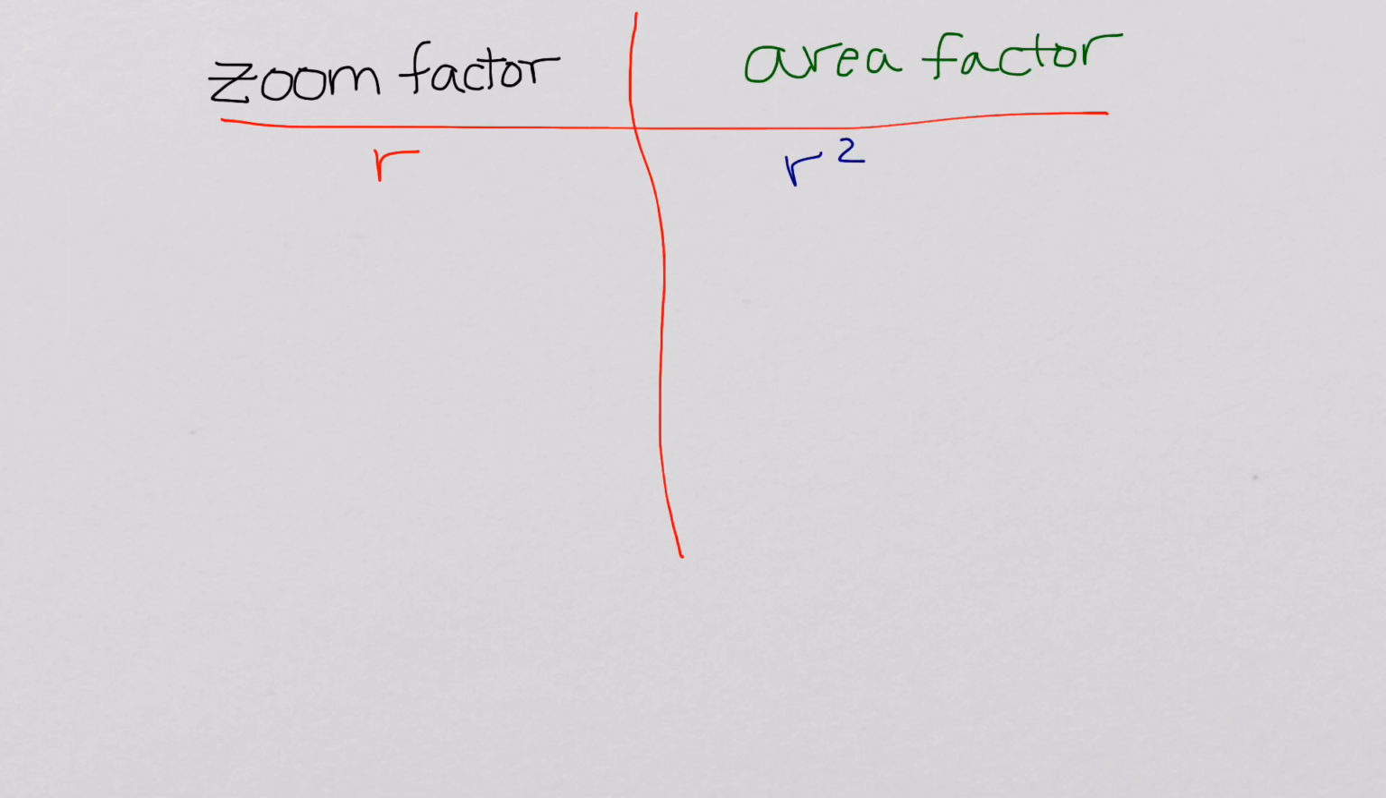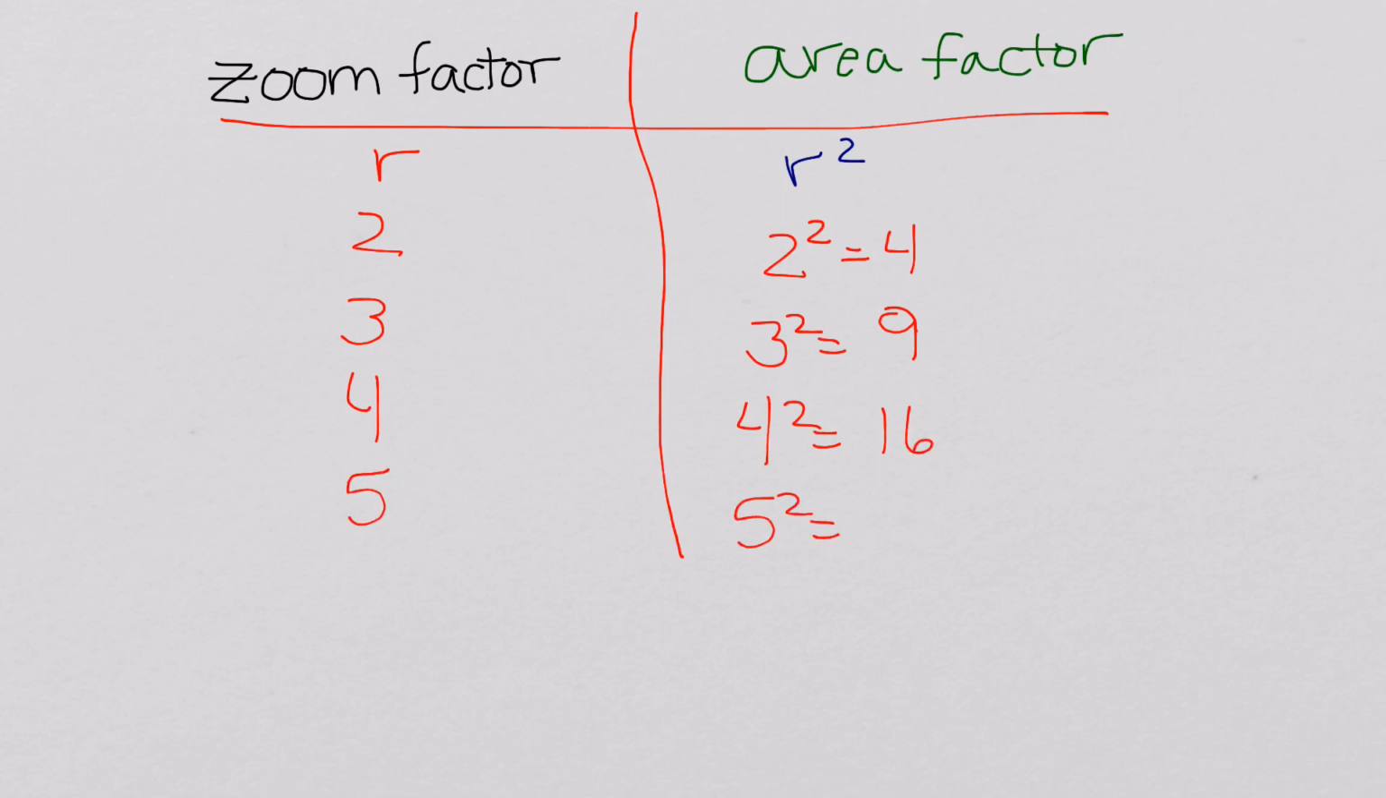So let me just give you a few of these, okay? Let's say R was 2. The area factor would then be 2 squared or 4. If the zoom factor was 3, it would be 3 squared or 9. 4 squared or 16. 5 squared or 25. So on and so forth. You can do this forever. Whatever the zoom factor is, if you square that number, you will end up with the area factor.